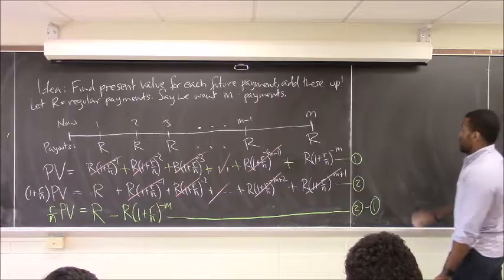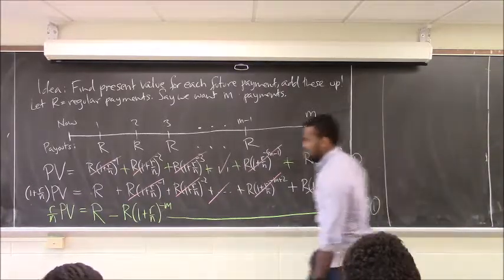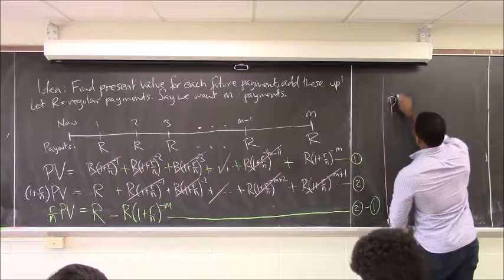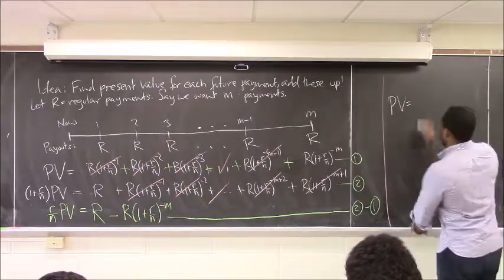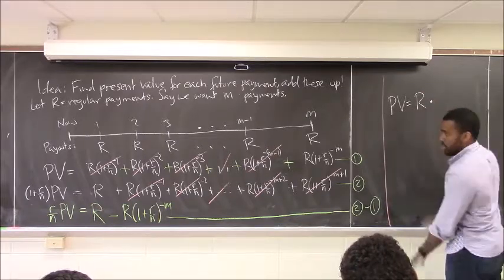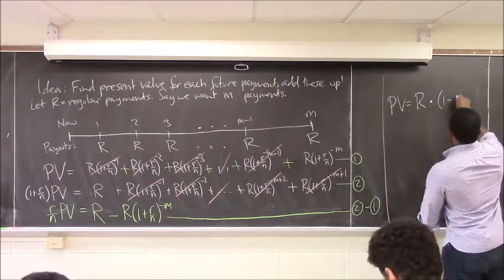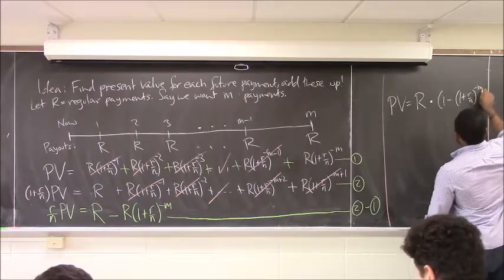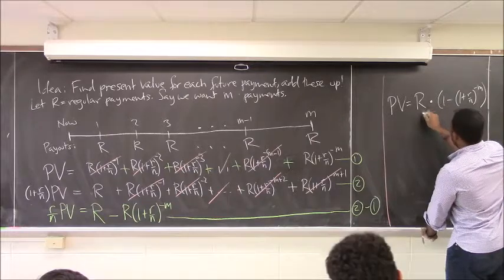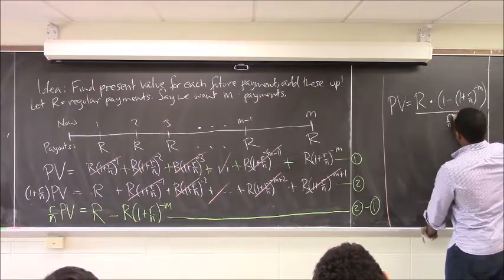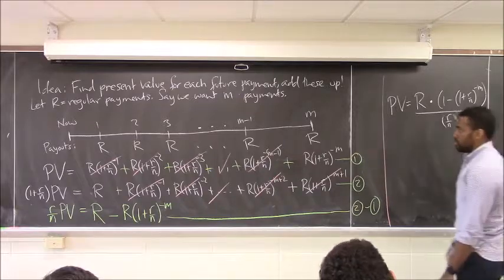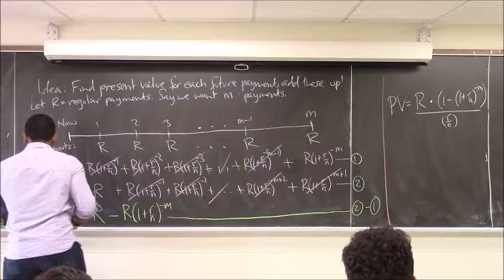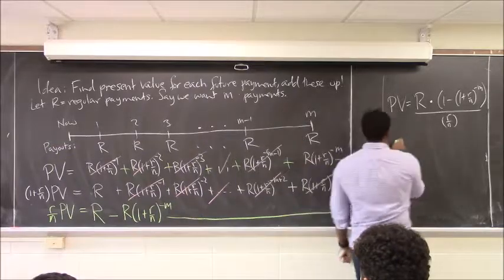And so now, let's actually solve for the present value. This means that my present value is going to be equal to r times 1 minus 1 plus r over n to the minus m, divided by r over n. Now, again, using the change of notation, just to make things a little bit more clear.